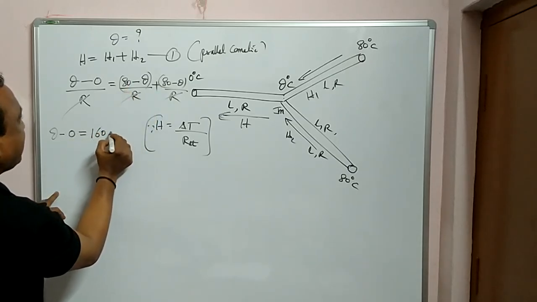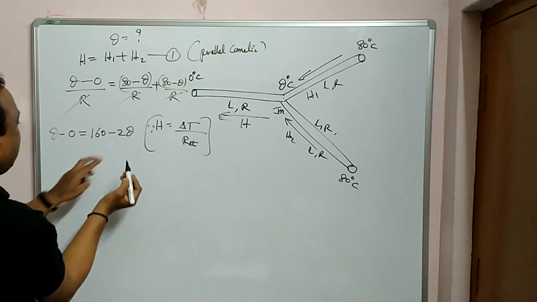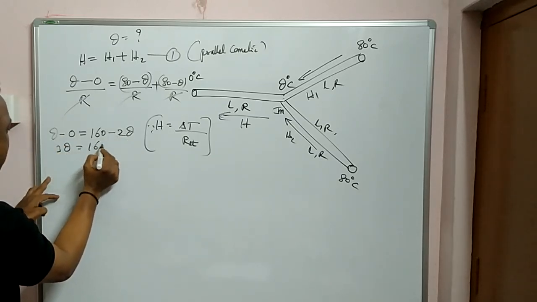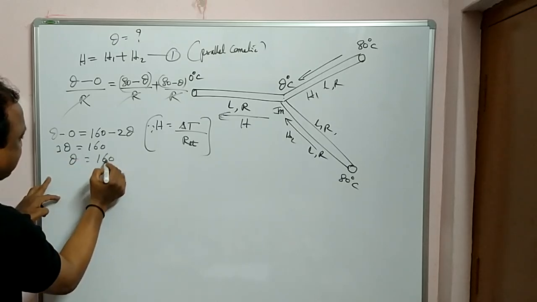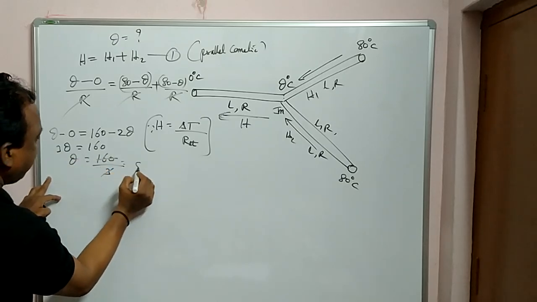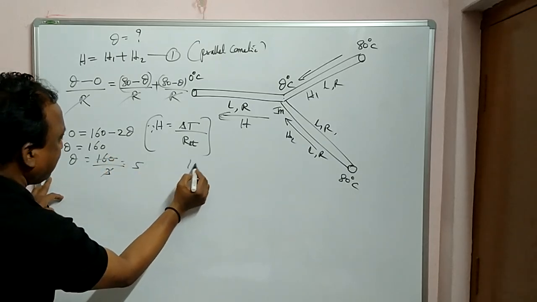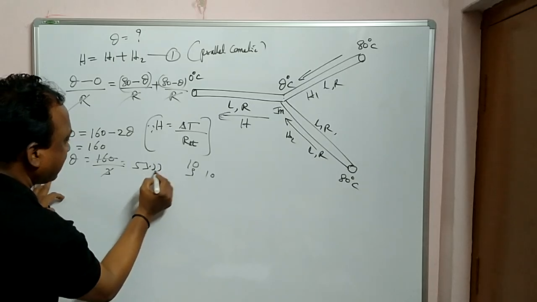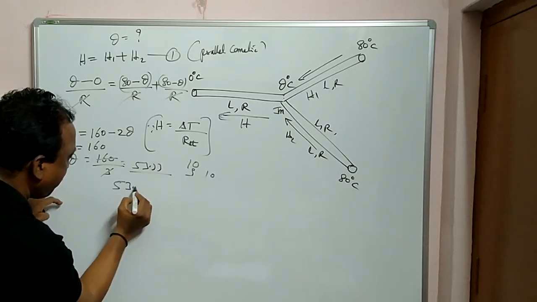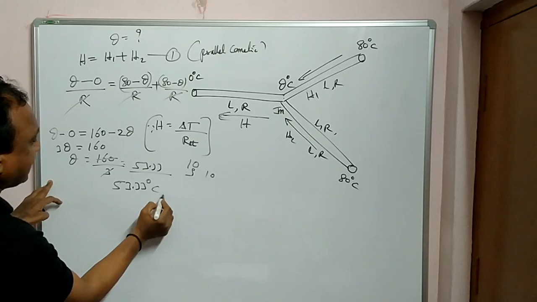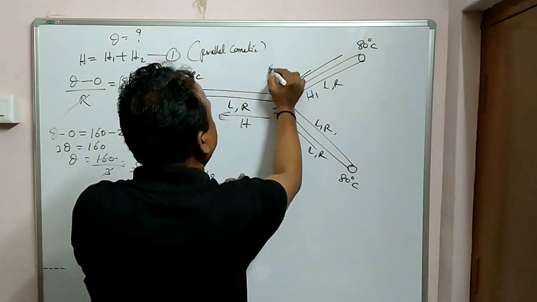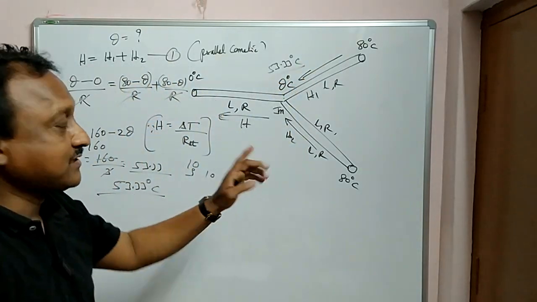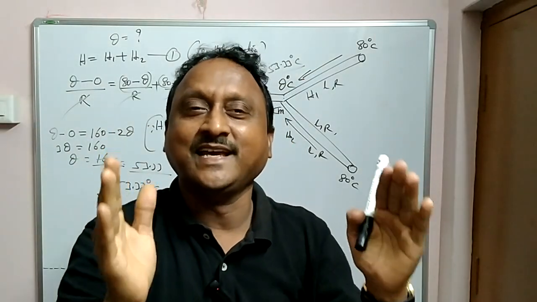80 plus 80 is 160 minus 2 theta. Bringing the 2 theta to this side, what does it become? 2 theta plus theta, 3 theta, is equal to 160. Theta is equal to 160 by 3. So 3 fives are 15, 1 carried, 10; 3 threes are 9, 1 carried, 0.033. So what is the answer? 53.33 degrees centigrade. So the temperature at the junction is 53.33 degrees centigrade.